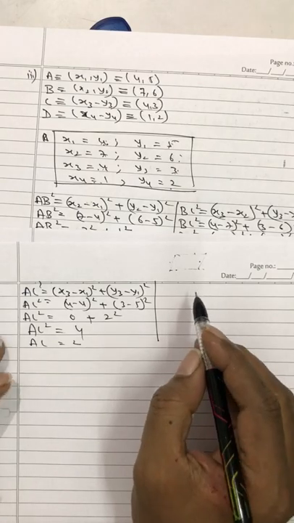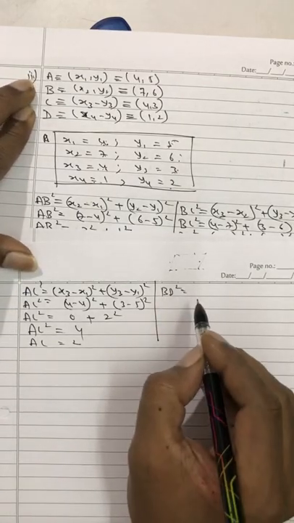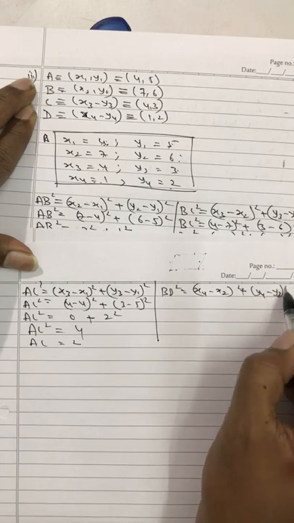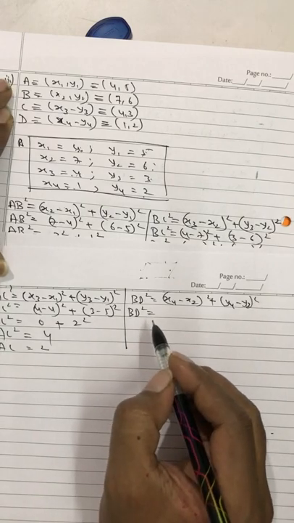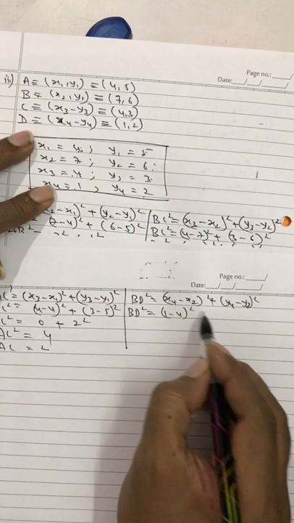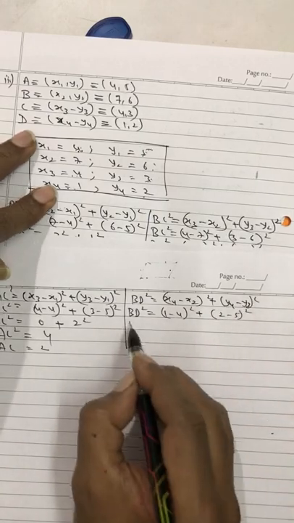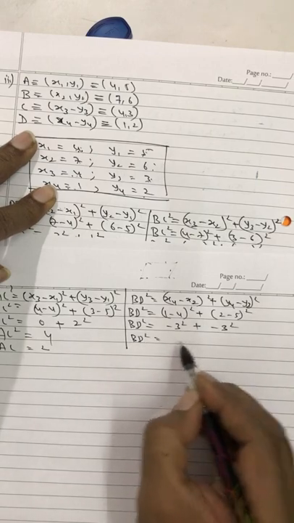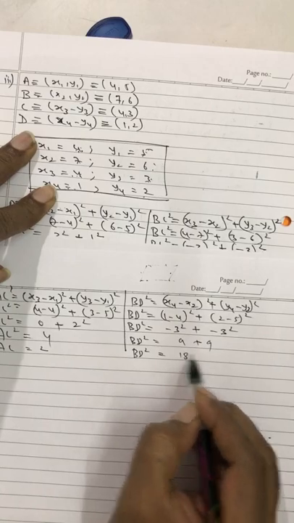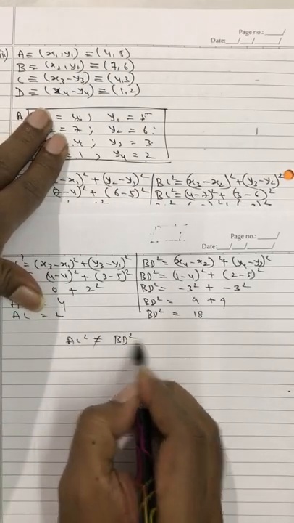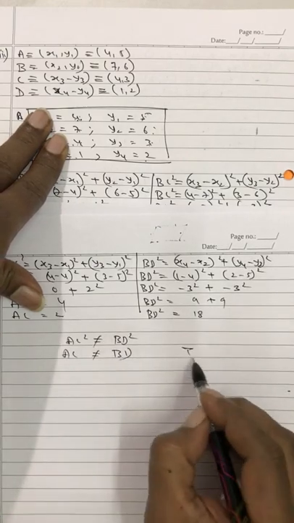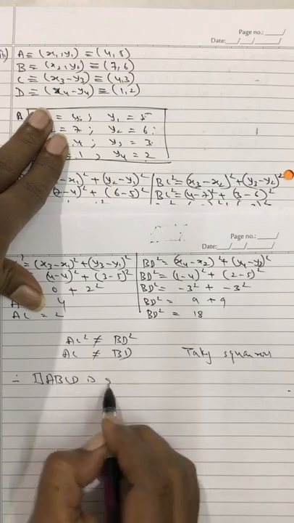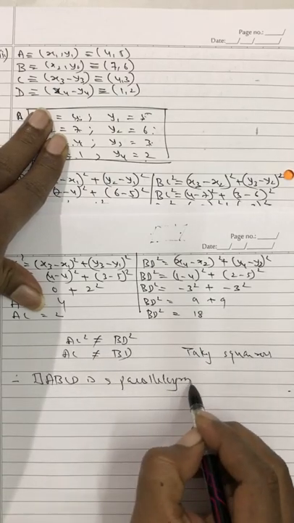Let us see, let us go forward. BD square is equal to (x4 minus x2) the whole square plus, actually this is something nonsensical. x4 minus x3, that is 1 minus 4 the whole square plus 2 minus 5 the whole square, this will give you BD square, minus 3 square plus minus 3 square, then BD square is equal to 9 plus 9, then BD square is equal to 18. Therefore, AC square is not equal to BD square, therefore AC is not equal to BD. Therefore, quadrilateral ABCD is a parallelogram because it doesn't have diagonals congruent.